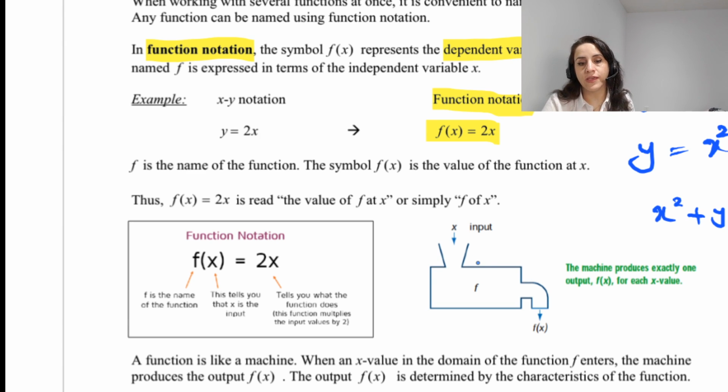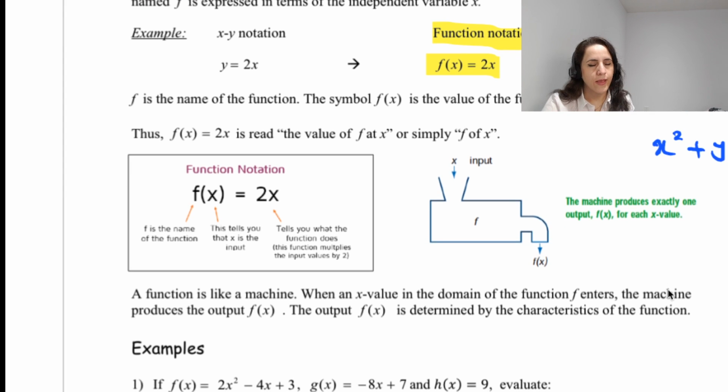Then technically, we can say that a function is a matching of an input to an output. X as the independent variable is going to be your input. You are going to put the value x into the function, and f of x, or the function of x, is going to give you the output. The machine produces exactly one output for every input that you put into the function. A function is like a machine. When an x value in the domain of the function, because we talked about the domain being the inputs, enters, the machine produces the output f of x. The output f of x is determined by the characteristics of the function.